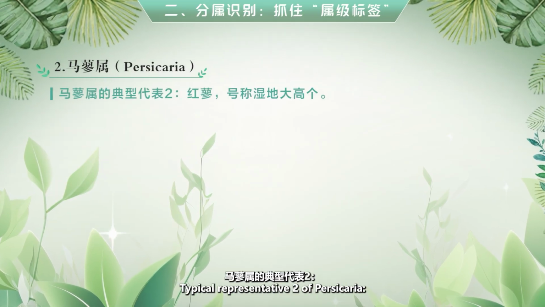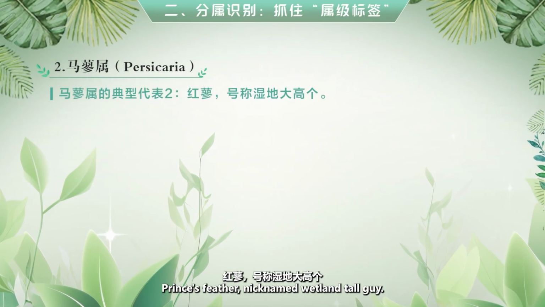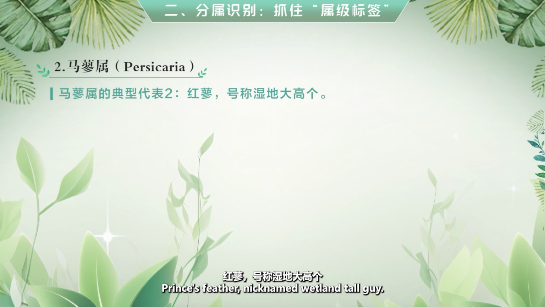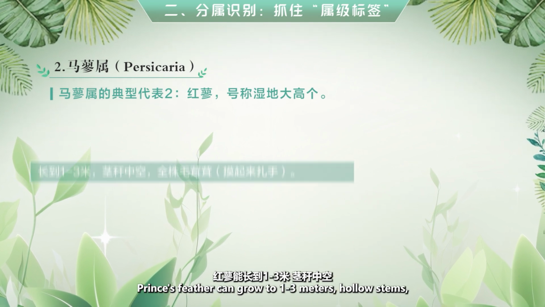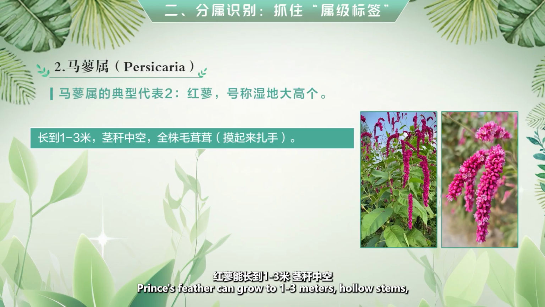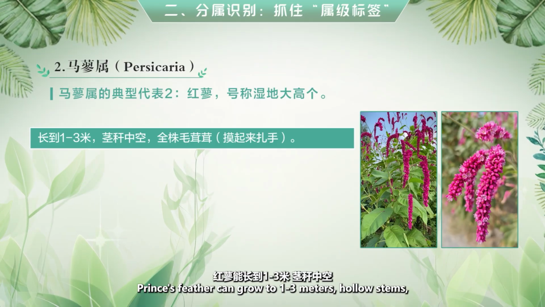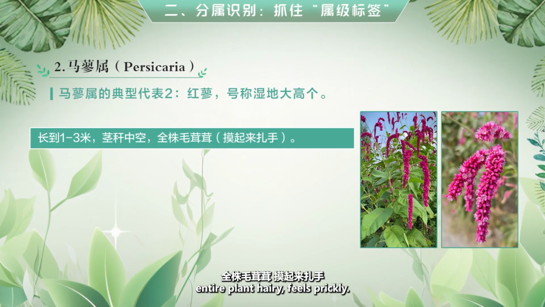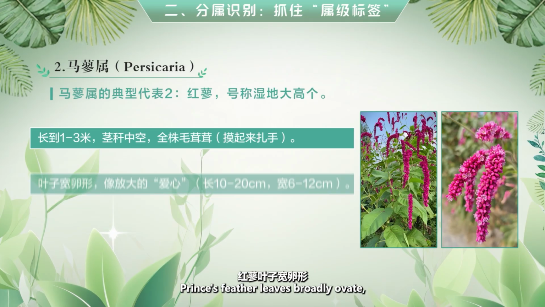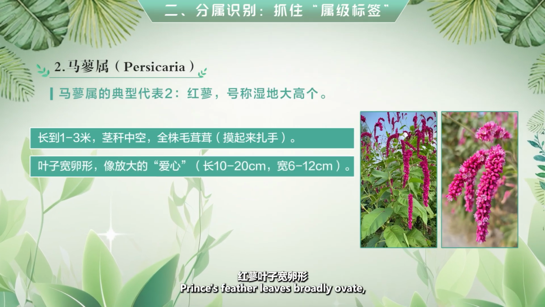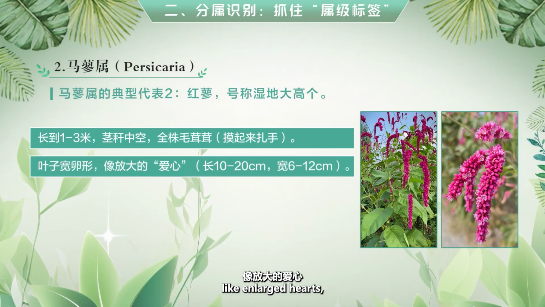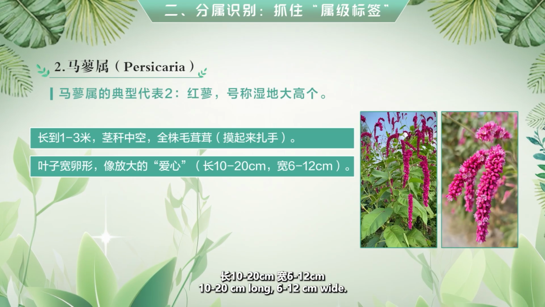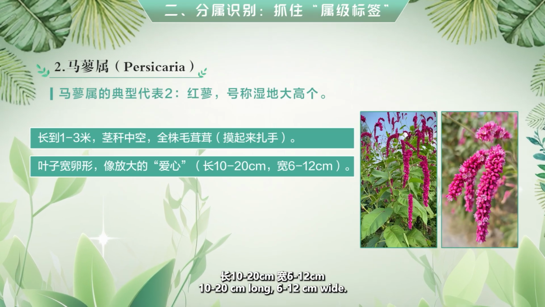Typical representative two of Persicaria, Prince's feather, nicknamed wetland tall guy. Prince's feather can grow to 1 to 3 meters. Hollow stems, entire plant hairy, feels prickly. Prince's feather leaves broadly ovate like enlarged hearts, 10 to 20 centimeters long, 6 to 12 centimeters wide.